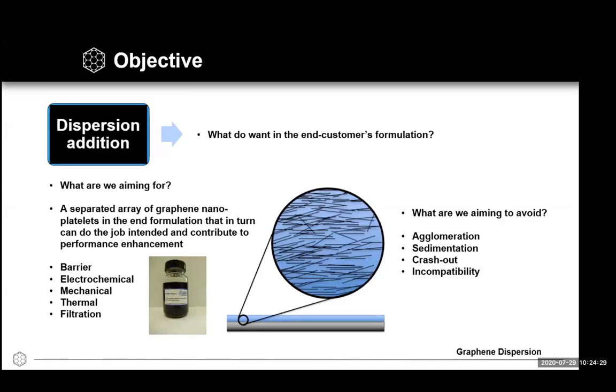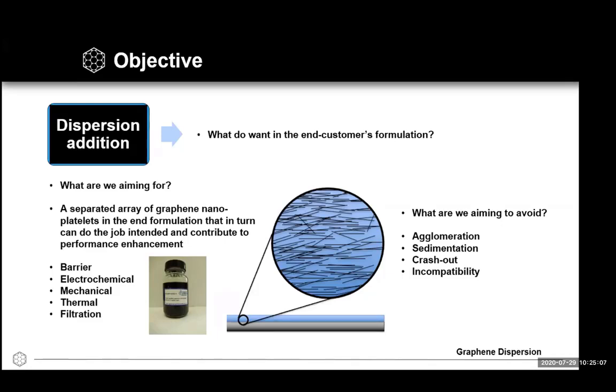What are we aiming for? Clearly the utilization of graphene, in terms of great utility and great functionality, is to achieve a separated array of graphene nanoplatelets as individual platelets in the end-use formulation. And those graphene platelets can then do the job intended, whether that's mechanical performance, thermal, electrical, and so on. We want a great separation of those graphene platelets in the end formulation. And that is what we're all about in the dispersion technology that we offer.